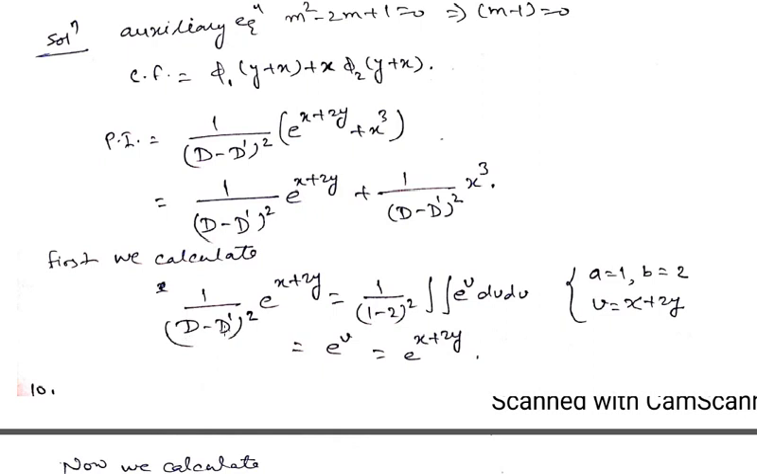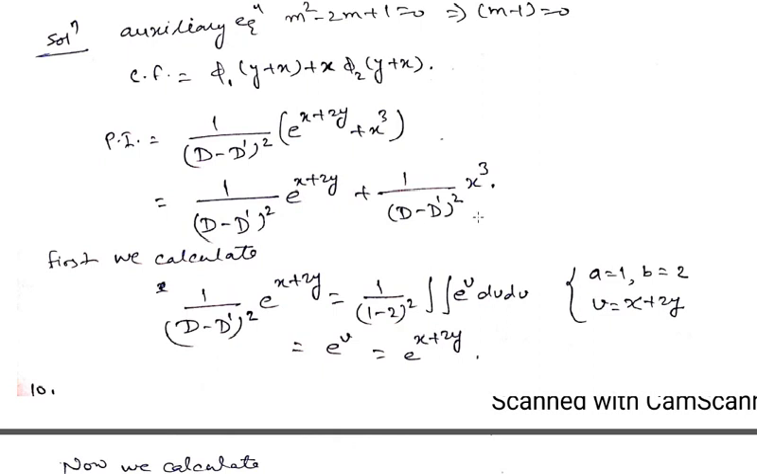Replace d with a and d prime with b. It is 1 minus 2 whole square. It gives us 1. And integrate exponential v twice. Twice means the order of the given homogeneous equation. Its order is 2, so we will integrate it 2 times. So it becomes double integration of exponential v with respect to v. It gives us exponential v, which is equal to exponential x plus 2y. So the particular integral of exponential x plus 2y is exponential x plus 2y.